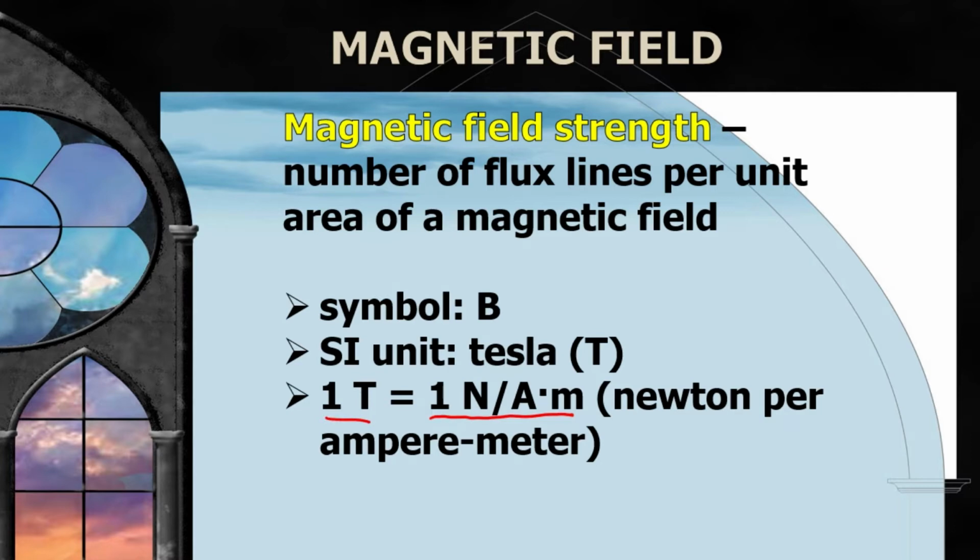So therefore, based on this unit of measurement, we can say that our magnetic field can be solved using your force over your current value times your length. So that is how you solve for the magnetic field strength.